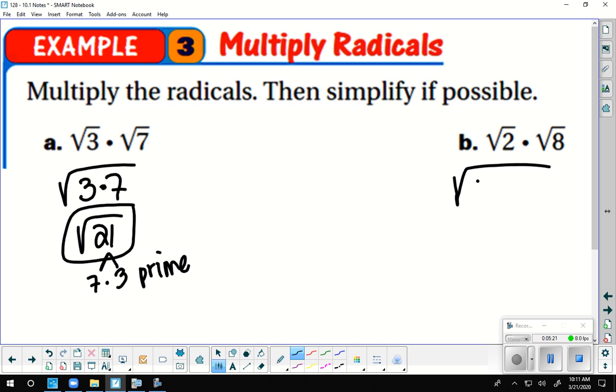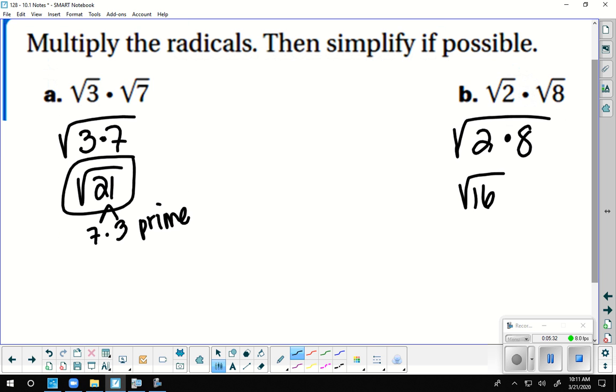So again, square root of 2 times square root of 8, we can just multiply 2 times 8 under the same radical to get 16. And 16 is a perfect square factor because it's 4 times 4. So the square root of 16 is 4. If you're unsure, you can plug that in your calculator as well, and you'll see that it's 4.